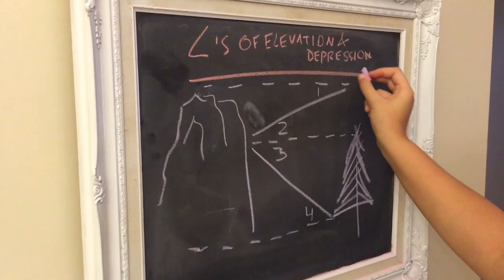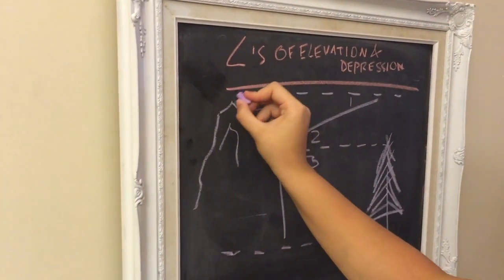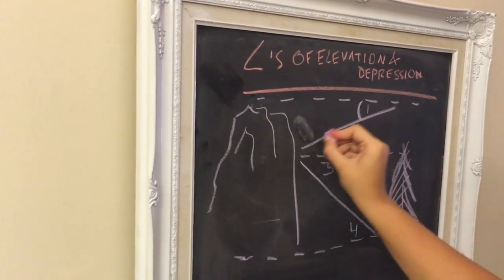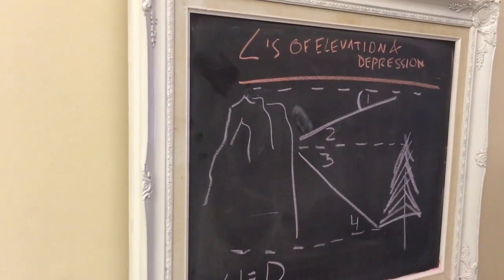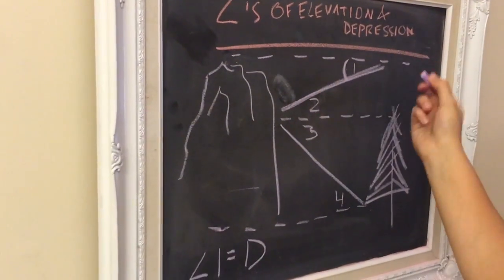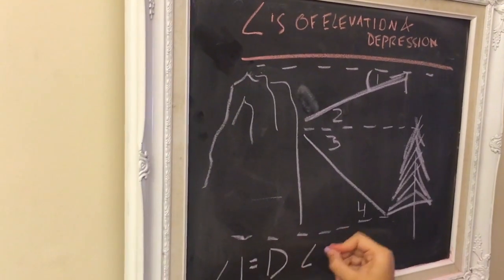Now we have angles of elevation and depression. And angle 1, if you're looking out from the mountain and it goes down, this is an angle of depression because the angle is falling here. Here you have angle 2, and it's looking up from the mountain. Therefore, it would be rising, making it an angle of elevation.